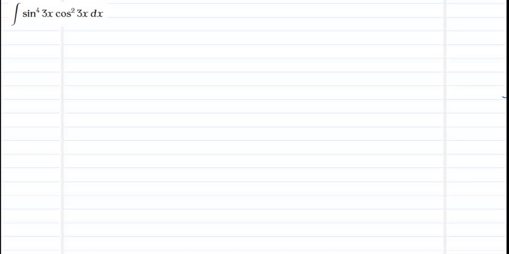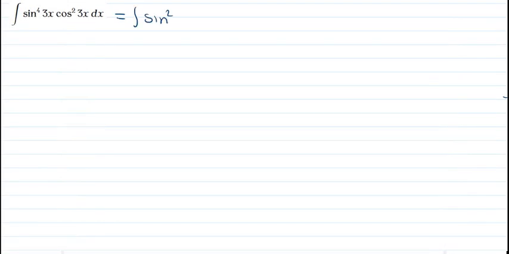To integrate this, we are going to use most of the identities. So to start with, let's rewrite this. We are going to have sine squared 3x, raised to the power 2. Then we multiply this by cos squared 3x dx.